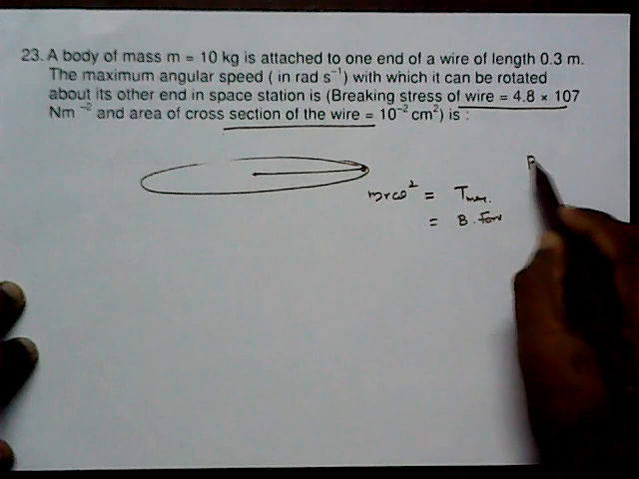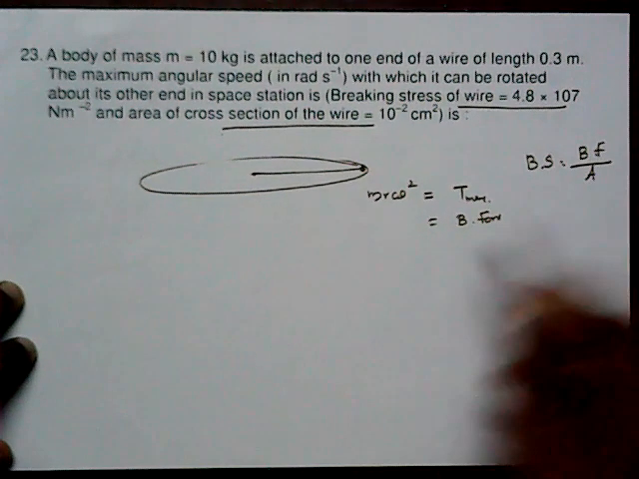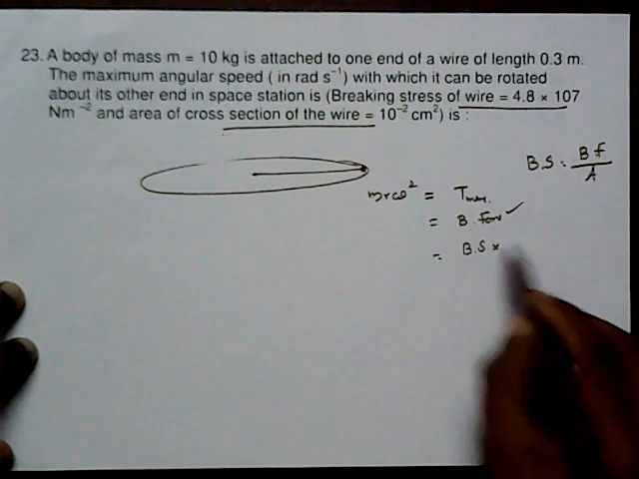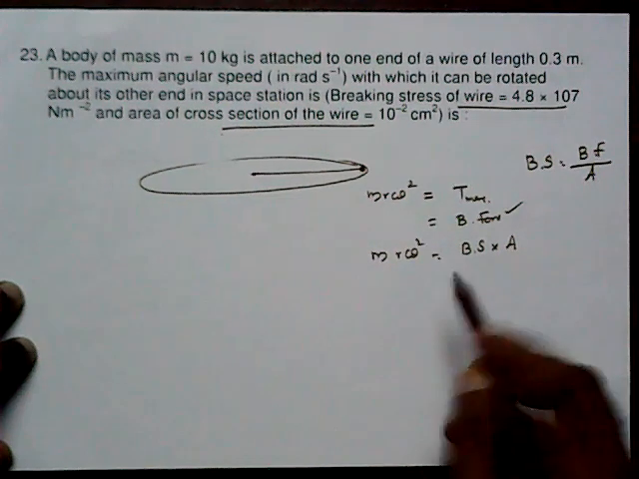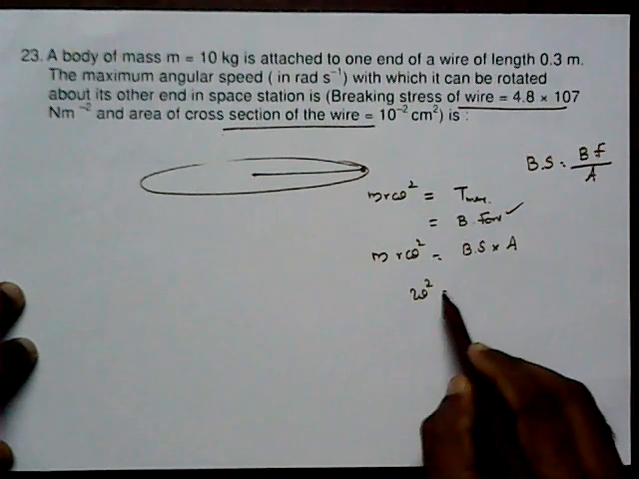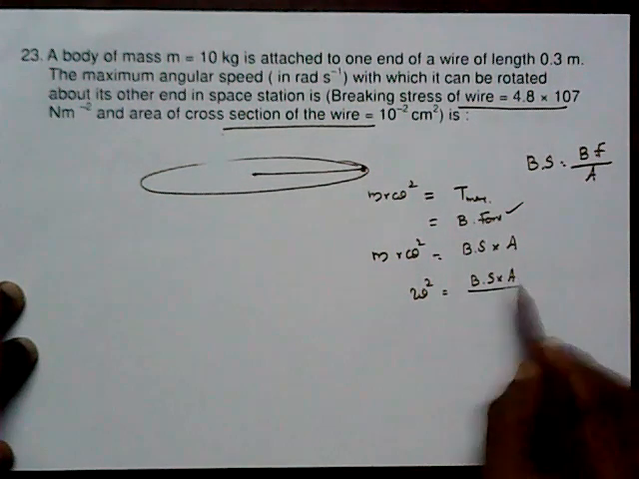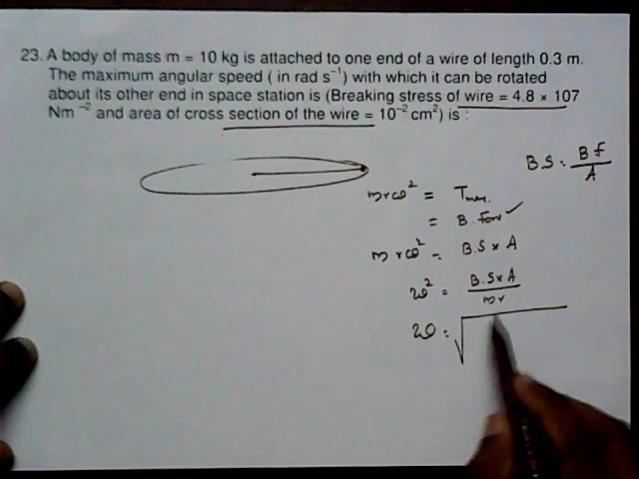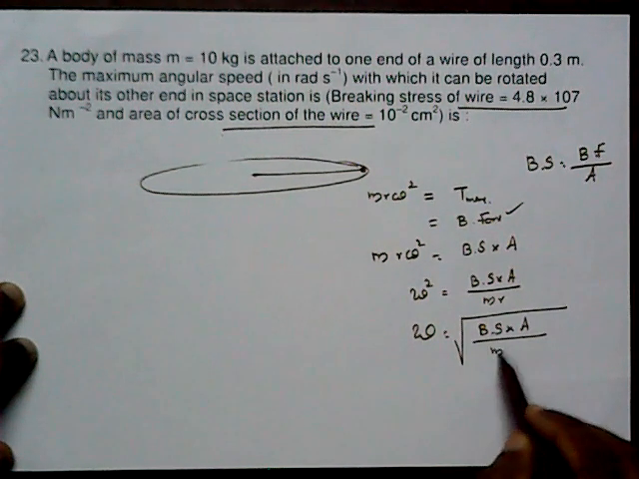The breaking force is what? We know the breaking stress is the breaking force divided by area. And hence we can write the breaking force as breaking stress into area. That is equal to m r omega square. Our aim is to find omega square. So that is the breaking stress into area, divided by m r. So omega is equal to root of the breaking stress into area by m into r.